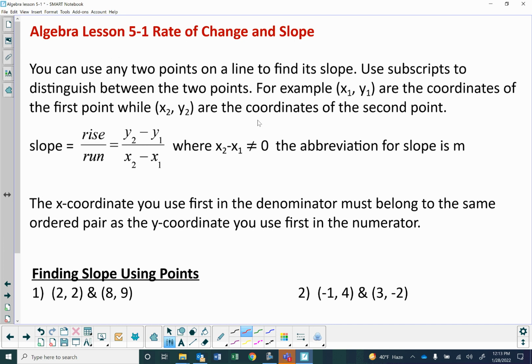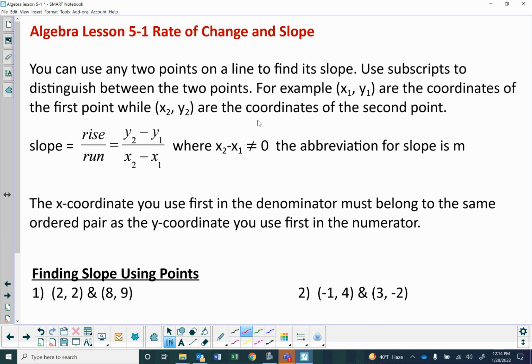We use subscripts to distinguish between those 2 points. For example, x sub 1, y sub 1 are the coordinates of the first point, while x sub 2, y sub 2 are the coordinates of the second point. So x sub 1, y sub 1 just literally means the x value of the first point, the y value of the first point. X sub 2, y sub 2 means the x value of the second point, the y value of the second point.